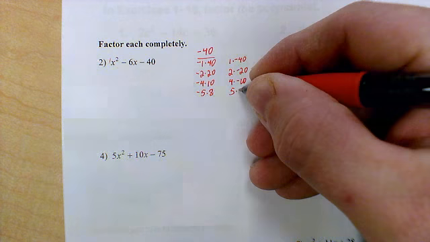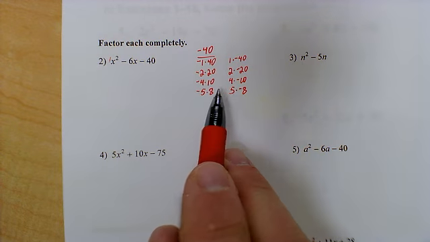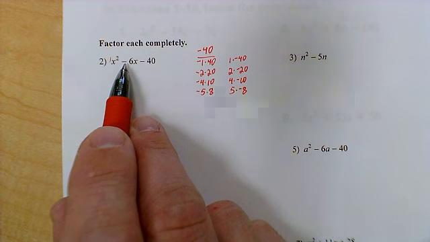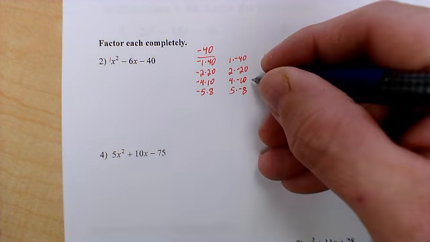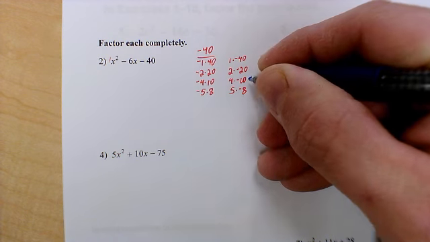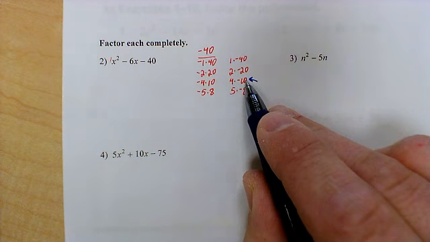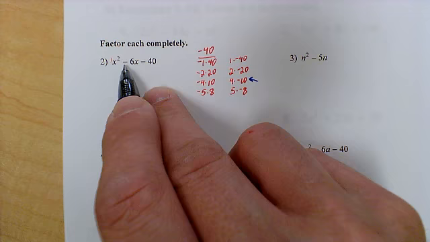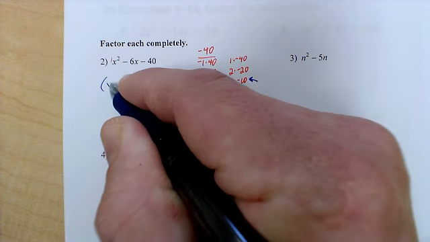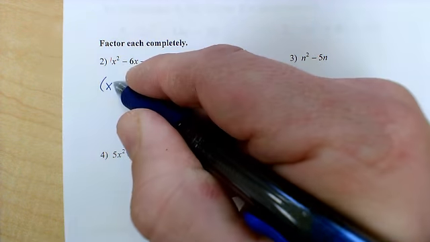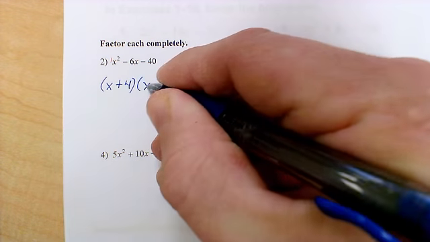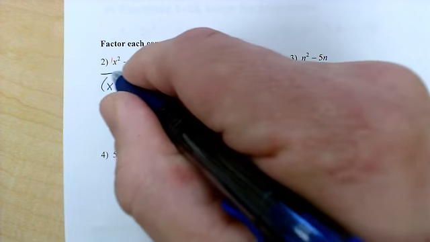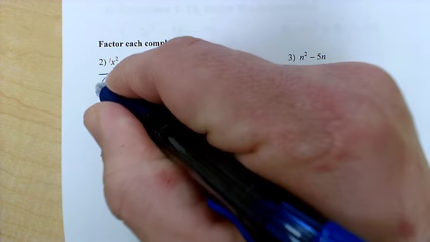Alright, now that I've written out all those pairs of numbers, I'm looking for the pair that adds to the value of b, which is negative 6. As I look through here, 4 times negative 10 is negative 40, but when I add them, 4 plus negative 10 would in fact be negative 6. So I'm ready for my factors: x plus 4 times x minus 10. Again, the x minus 10 could have been written first.